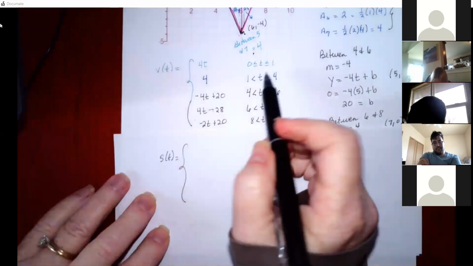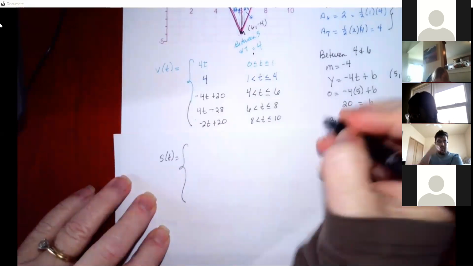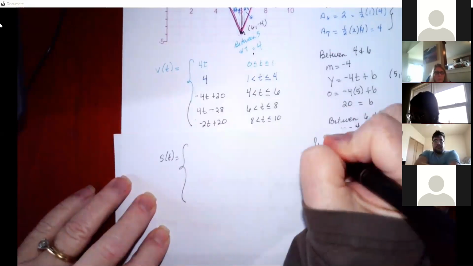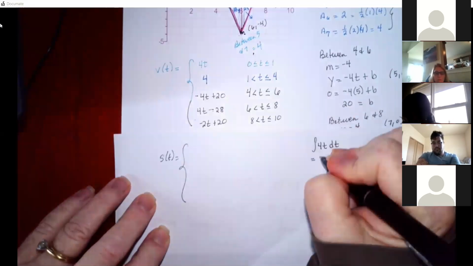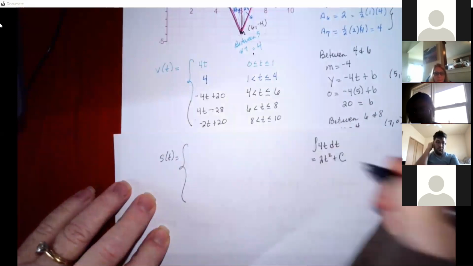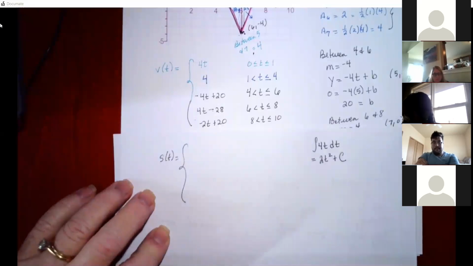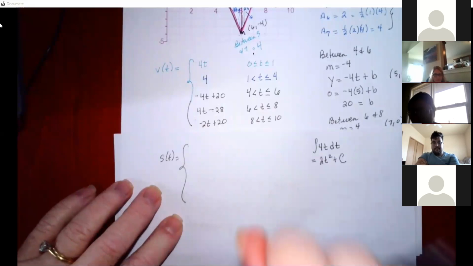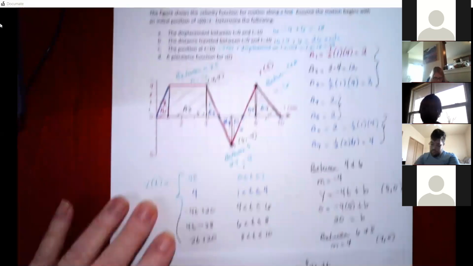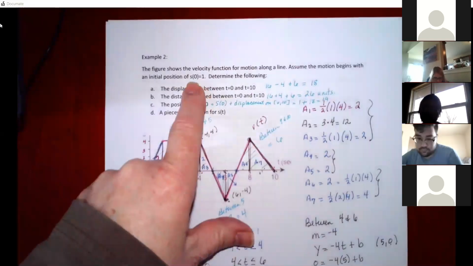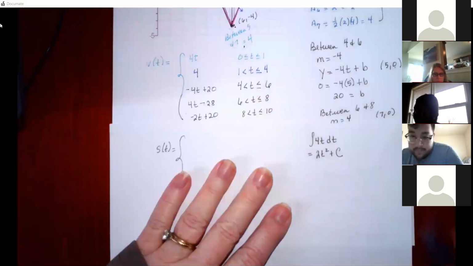This is the velocity function on the time interval from 0 to 1. So I'm going to integrate velocity. If I integrate 4t, I'm going to get 2t squared plus a constant. Now, from our Cal 1 methods, how did we figure out what that constant was? We used a known value. The statement of this problem tells us that the initial position is 1. So S of 0 is 1.